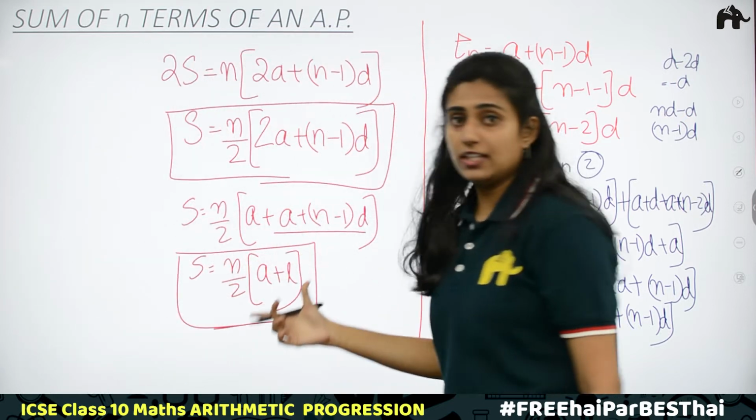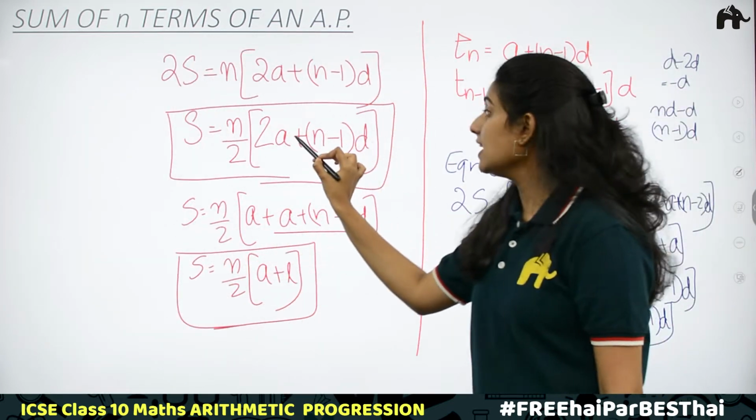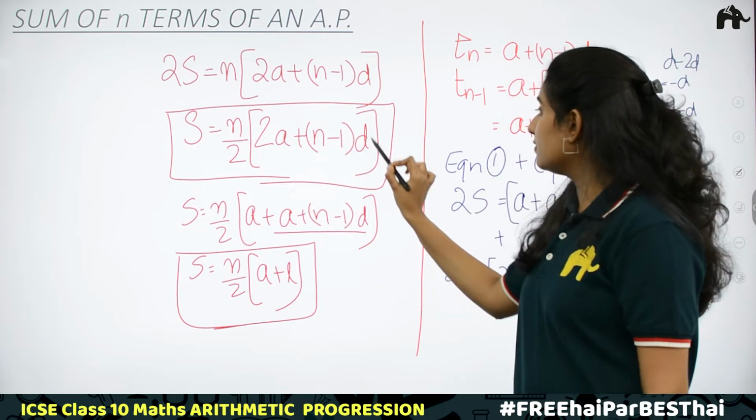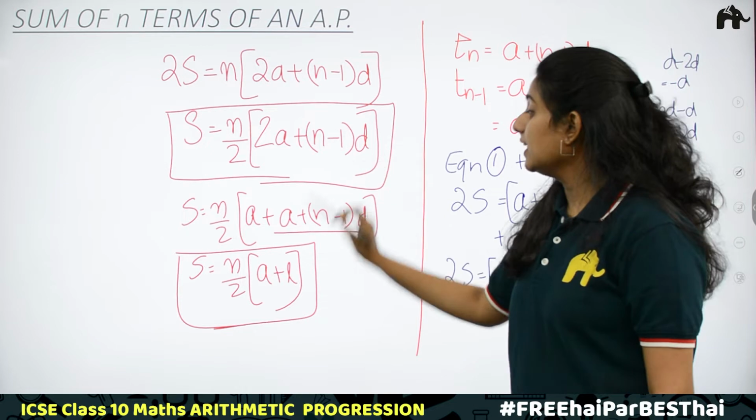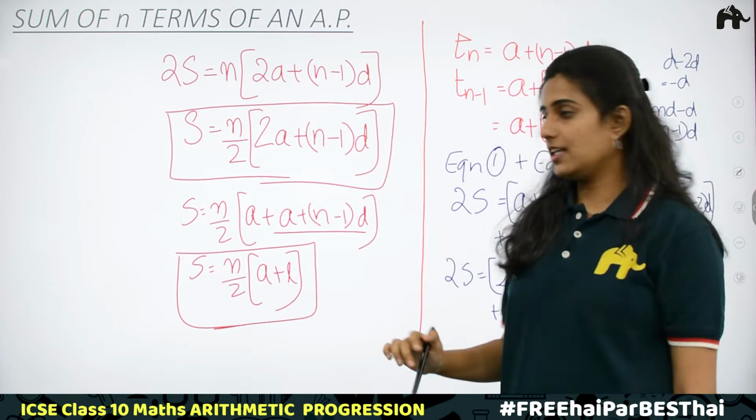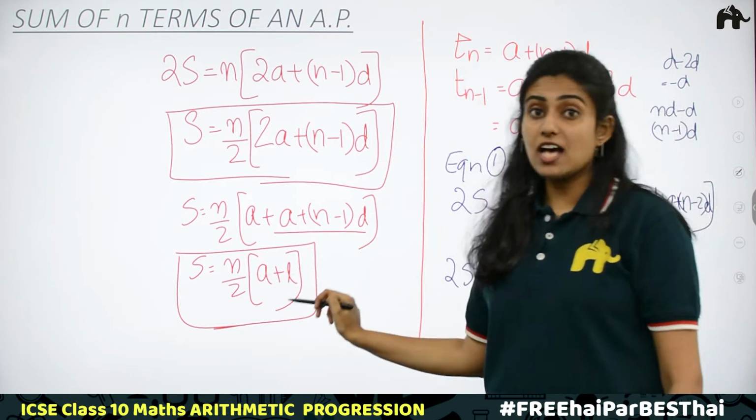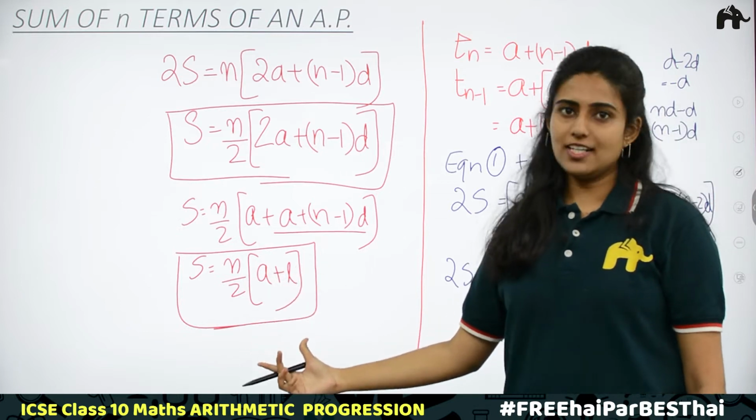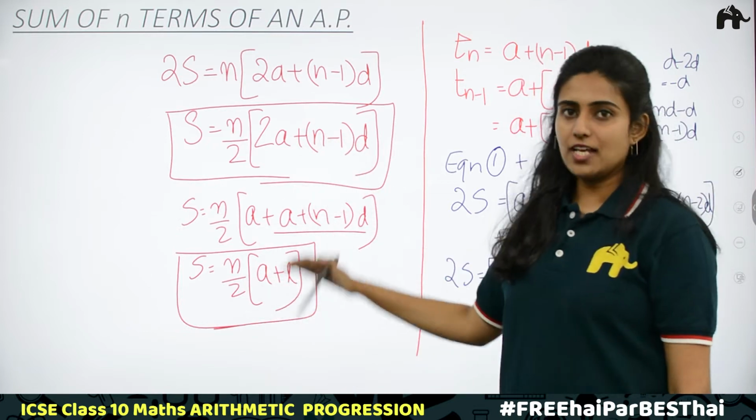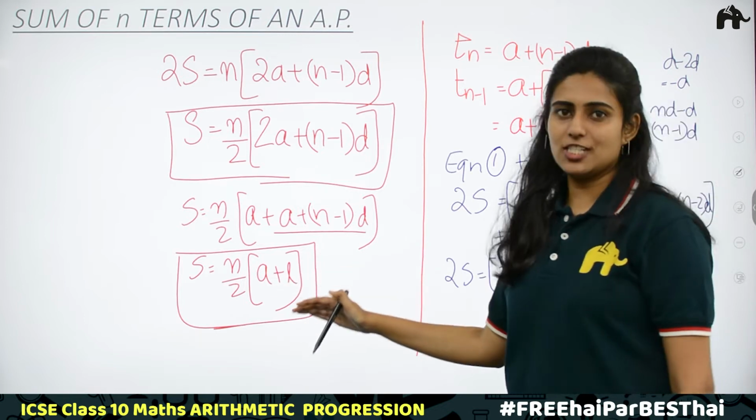If in the question we are given the first term, common difference and number of terms, then we can use the first formula. If in the question the common difference is not given, and the first term and the last term are given, in that case we can use this formula. Got it? Studied these two formulas? Now we will apply them in some questions to understand that.